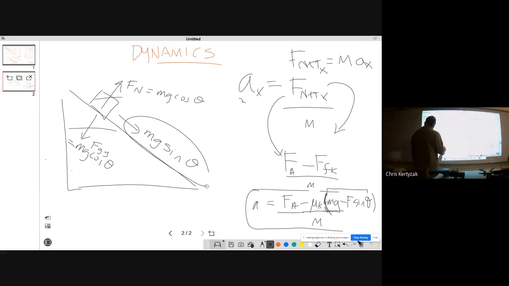What acceleration does that produce? g sine theta. The net force, again, is mg sine theta. So the acceleration it produces on a frictionless ramp is g sine theta, a fraction of g.